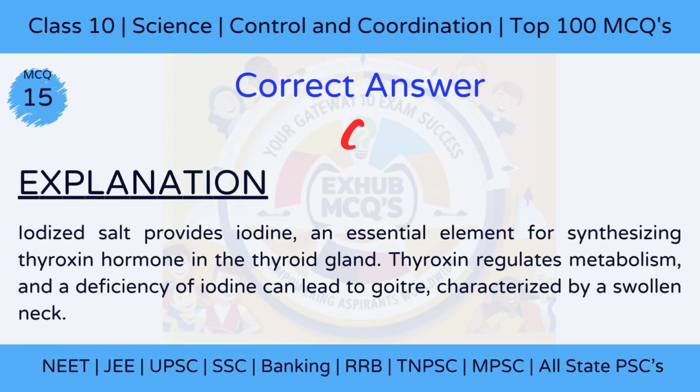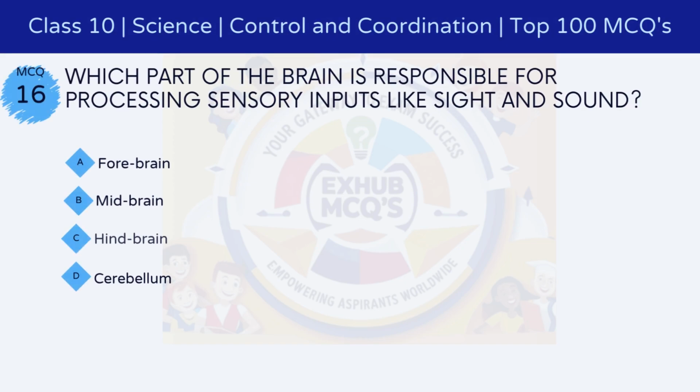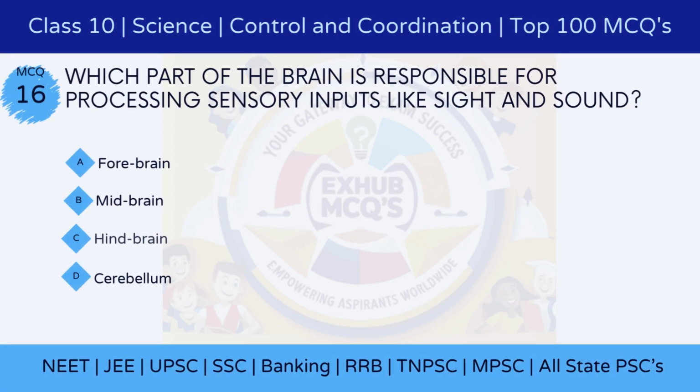The correct answer is option C, helps in thyroid hormone synthesis. Explanation. Iodized salt provides iodine, an essential element for synthesizing thyroxine hormone in the thyroid gland. Thyroxine regulates metabolism, and a deficiency of iodine can lead to goiter, characterized by a swollen neck. MCQ 16. Which part of the brain is responsible for processing sensory inputs like sight and sound?